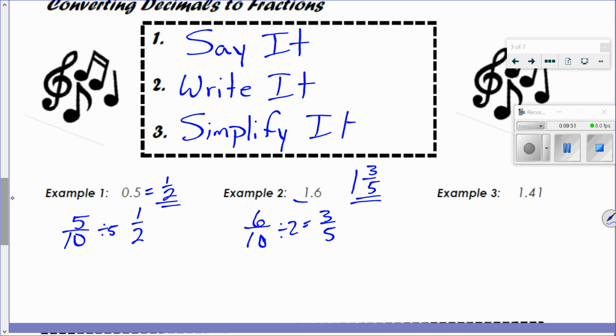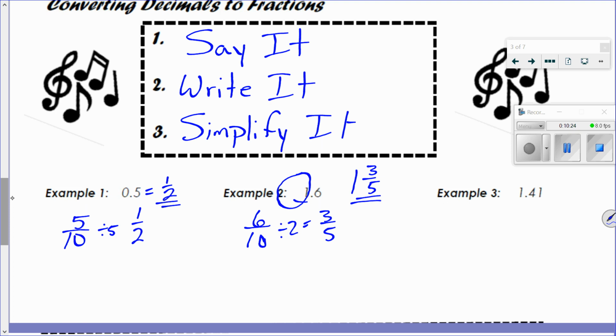On example 1, it said 0.5. Right, and I said, when I do it, I can ignore whatever whole numbers there are, because that's not going to change between the decimal and fraction. That will be the same. So all I need to do is convert the fraction piece and then put whatever the whole number was back in front of the fraction. Okay?